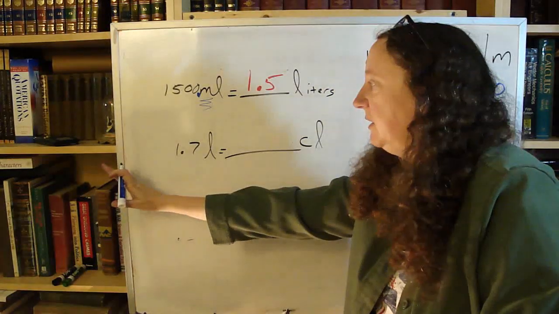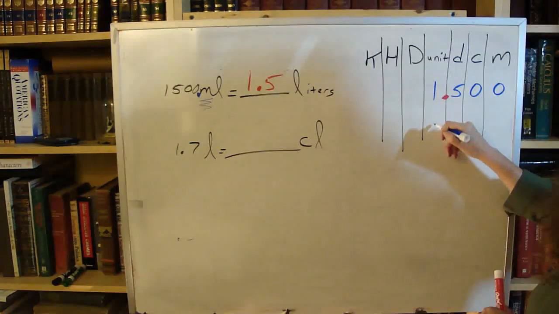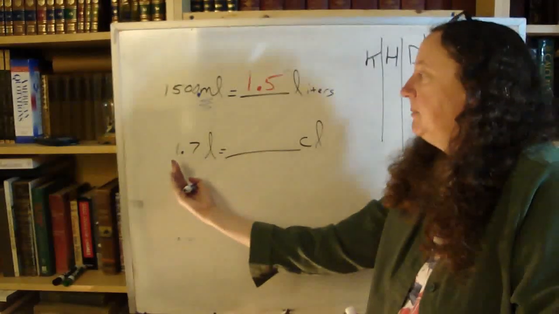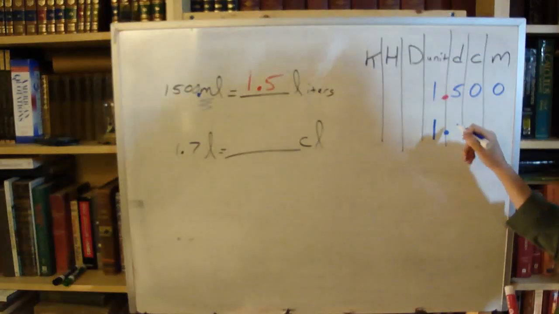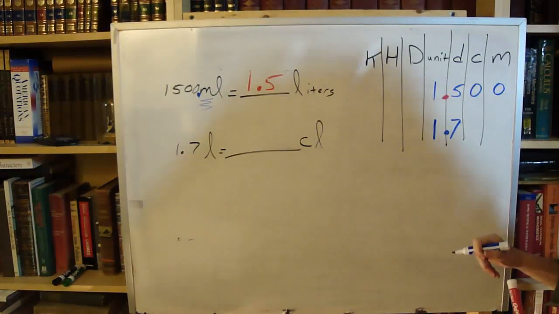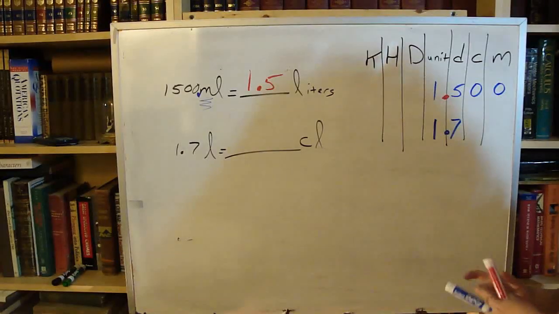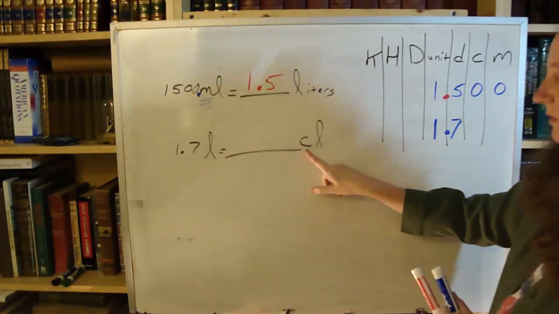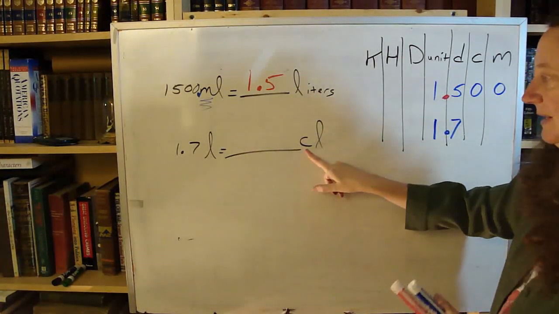In front of my decimal point I have the 1. So in the column in front of it I put the 1. After my decimal I have the 7. So after it I put the 7. Next thing I want to do, find my new decimal place. It's at the end of the centi column.